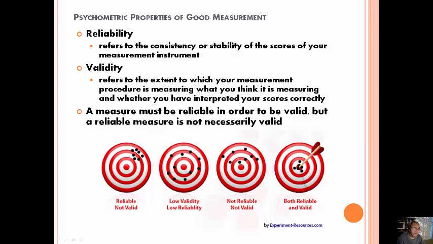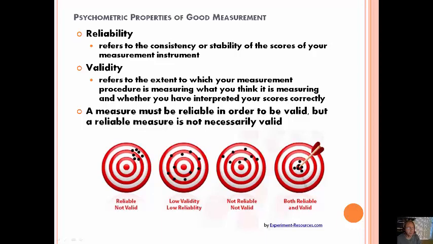So on the left target, it's reliable. All the hits are grouped together, but they're not accurate. On the next target, the shots are neither grouped together nor are they accurate. The same with the third one.